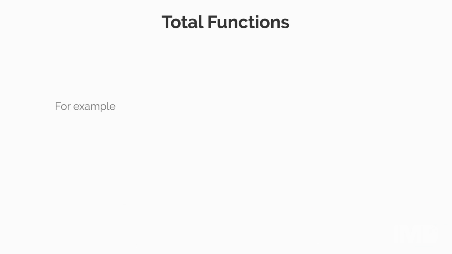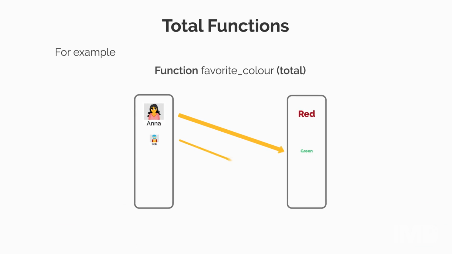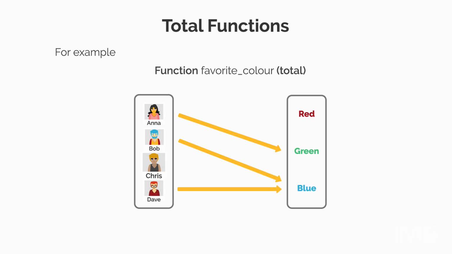For example, our function favorite color becomes total if we also map Chris to some element in the range, let's suppose green. So we have a total function that maps Anna to green, Bob to blue, Chris to green, and Dave to blue. Notice that all elements in the domain are mapped to some element in the range.